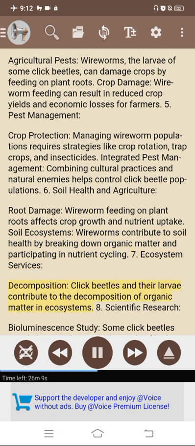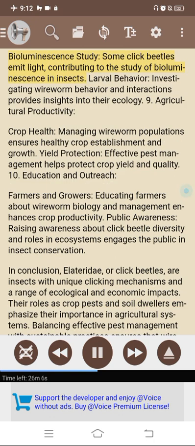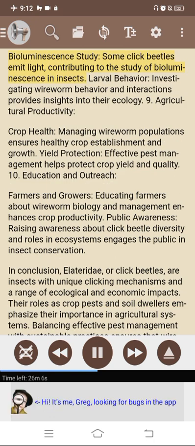7. Ecosystem services. Decomposition. Click beetles and their larvae contribute to the decomposition of organic matter in ecosystems. 8. Scientific research. Bioluminescence study. Some click beetles emit light, contributing to the study of bioluminescence in insects. Larval behavior. Investigating wireworm behavior and interactions provides insights into their ecology.